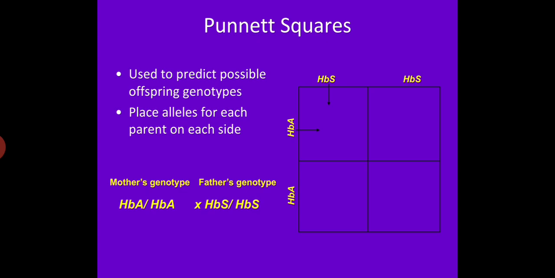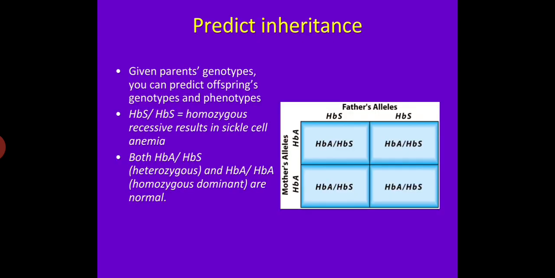Punnett square: it is used to predict the possible genotypes of offspring. Place the alleles for each parent on the sides. For example, the mother's genotype is normal, HbA, while the father's genotype is sickle cell, that is HbS.